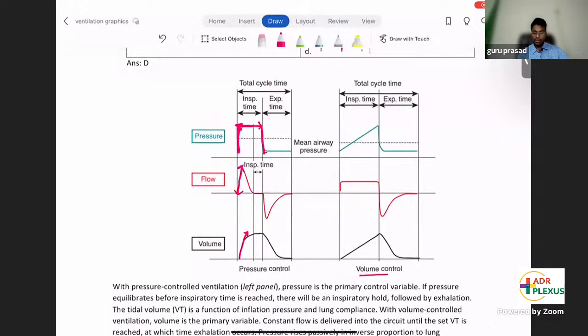Whereas in the case of volume control ventilation, you may think that the volume will be similar because they named it pressure control ventilation. Pressure is reached maximum in the beginning of inspiration itself.